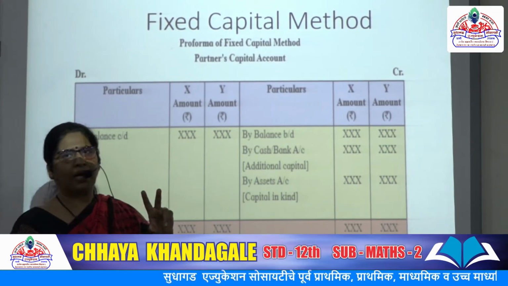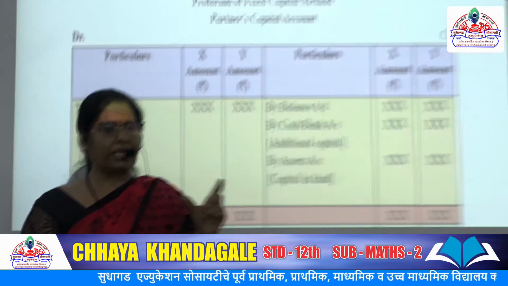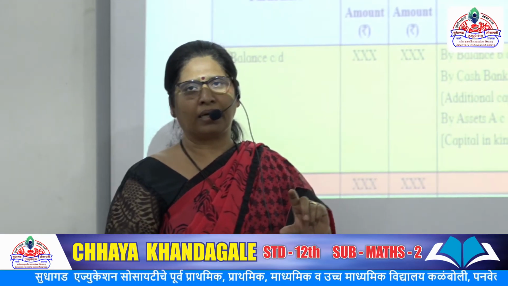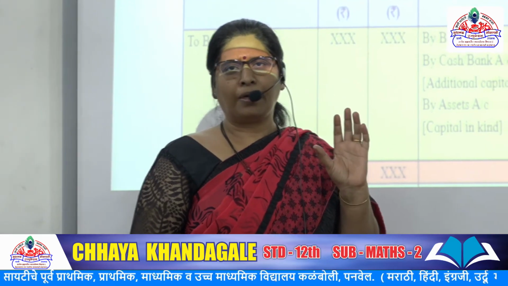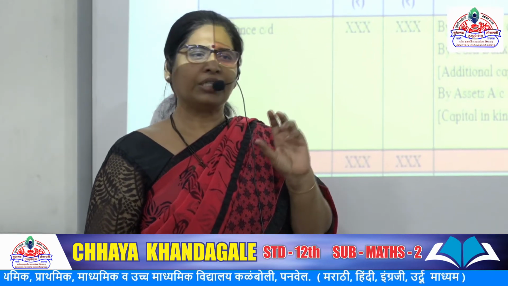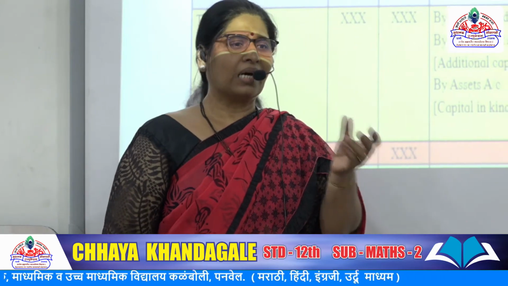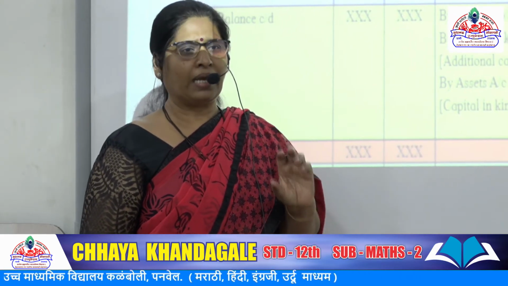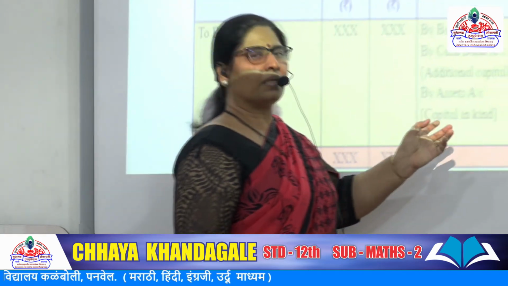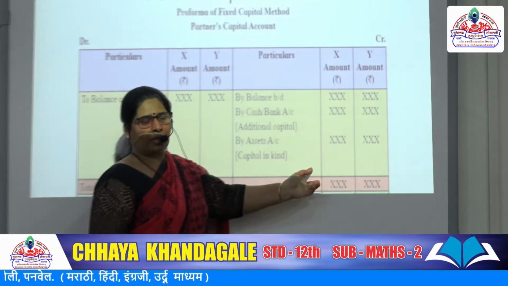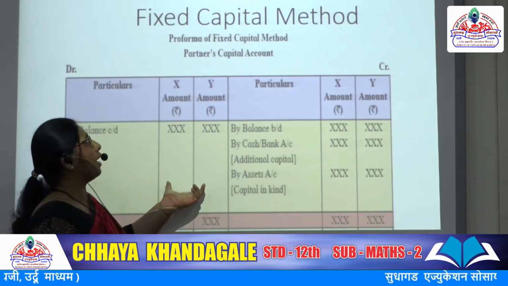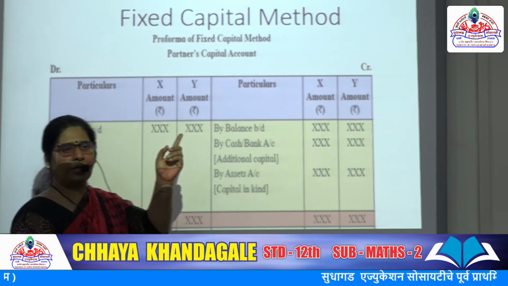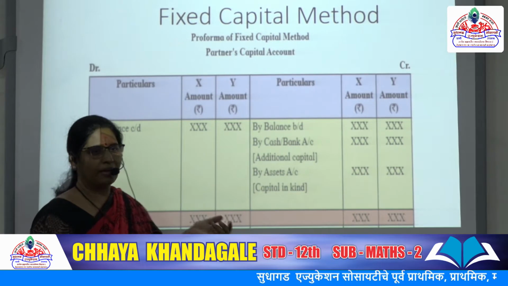ह्याच्यात दोन प्रकार आहेत, एक आहे पार्टनर्स कॅपिटल अकाउंट आणि दुसरा आहे करंट अकाउंट. पार्टनर्स कॅपिटल मध्ये फक्त आपण पार्टनर्स कॅपिटल घेणार आहोत आणि ॲडिशनल कॅपिटल घेणार आहोत. जर ॲसेटच्या स्वरूपात त्यांनी काही इन्व्हेस्टमेंट आणलेली आहे तर ती पार्टनर्सच्या अकाउंटला दाखवली जाईल. Only this much is going to be taken when we are going to make fixed capital method. Next slide.